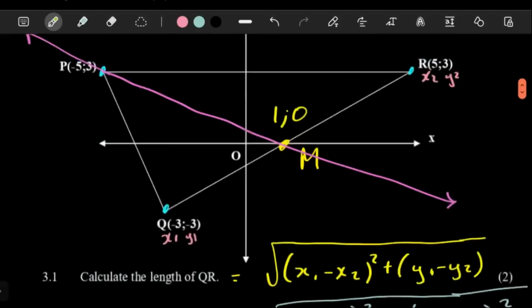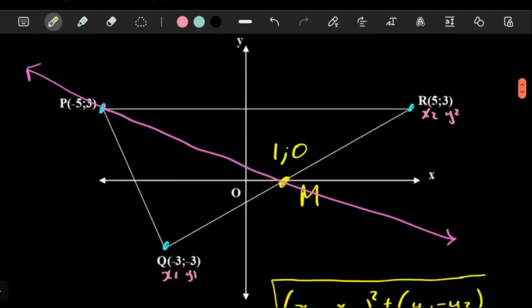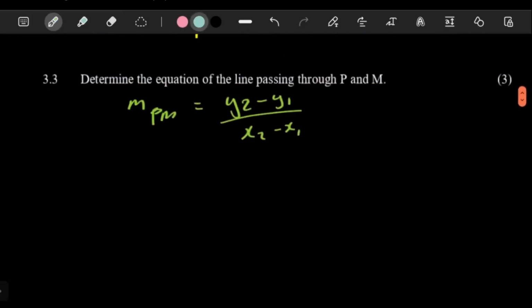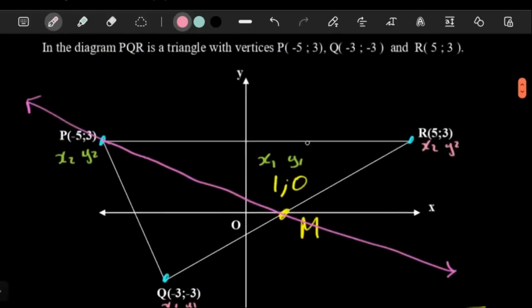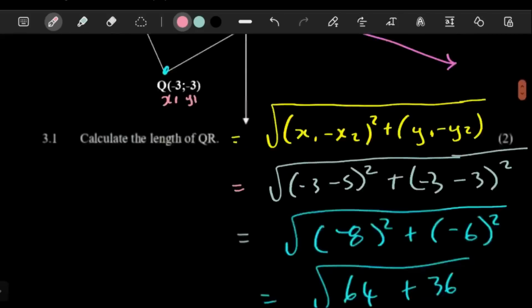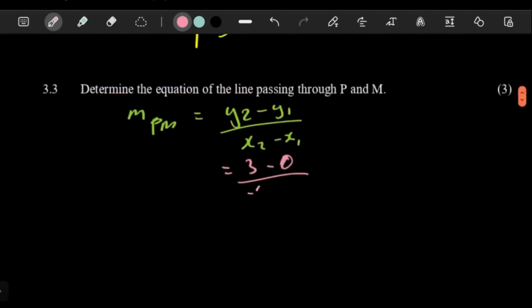So the idea here is x1, y1, x2, y2. So this is like 3 minus 0 over minus 5 minus 1. So let's do it. 3 minus 0, and then minus 5 minus 1. So minus 5 here minus 1. This is like 3 divided by negative that. So this is like negative a half actually.